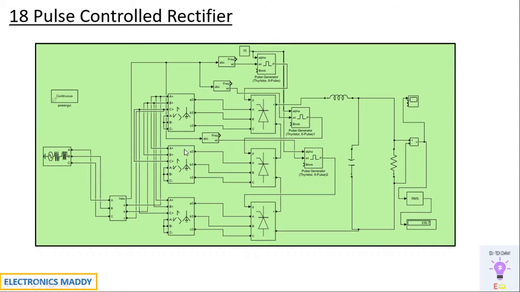So these are zigzag transformers, which are used to provide the required phase shift with respect to the supply terminals and the thyristor bridge. So we will be constructing the circuit.